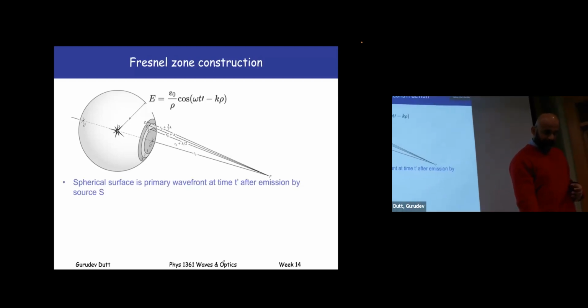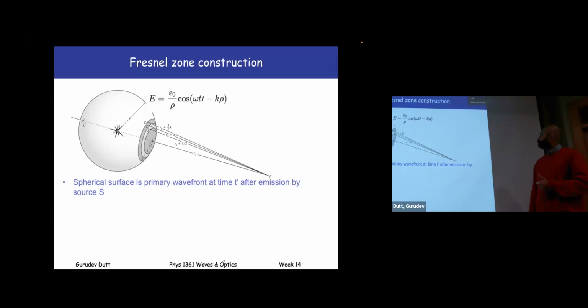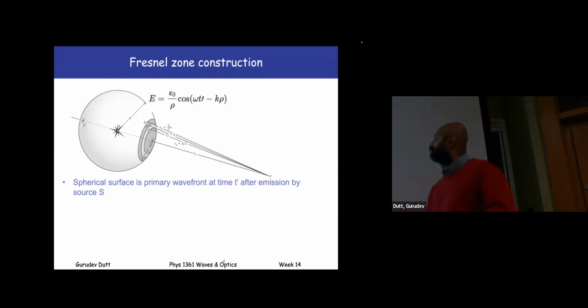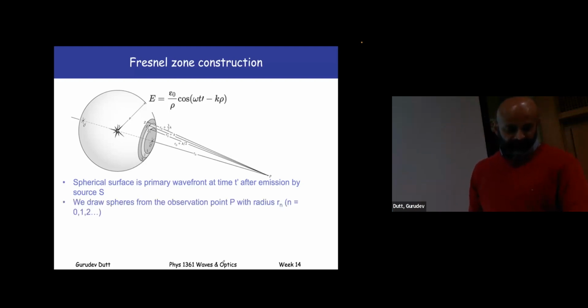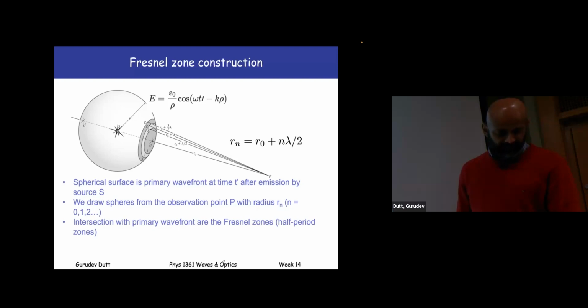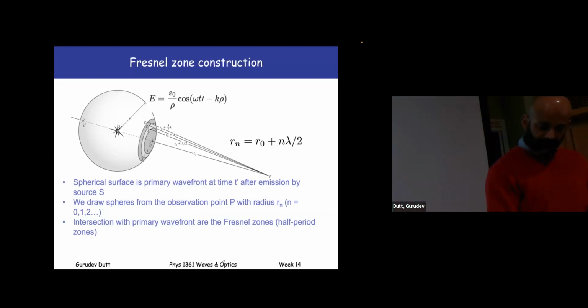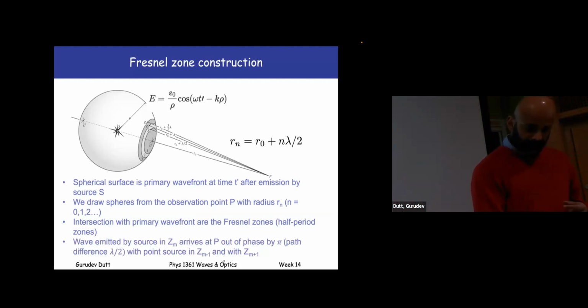Okay, and of course the electric field from the primary wavefront, we can write that. That's just the standard function, a harmonic spherical wave. So it's E naught divided by rho. And all of this is just summarized over here. Each of these is called the Fresnel zone or half period zone. That's because each of them is out of phase by pi, or half a period, with respect to the previous one. Okay. Yeah, I already said all this.